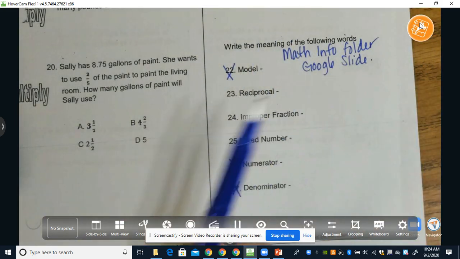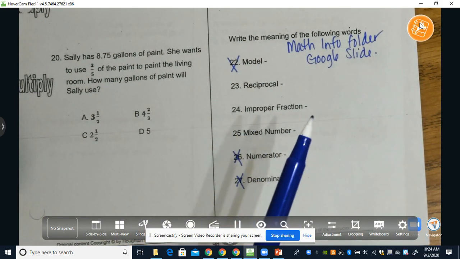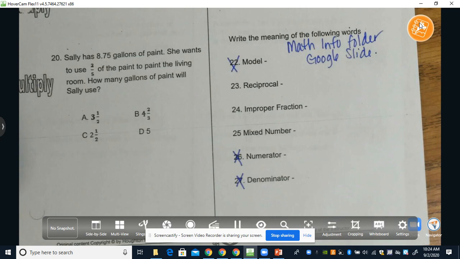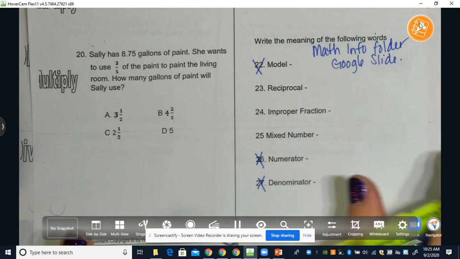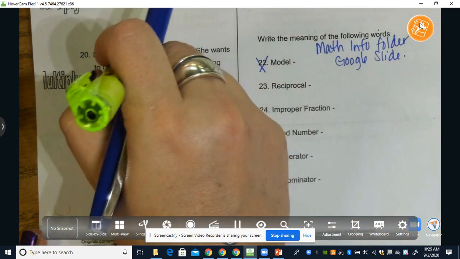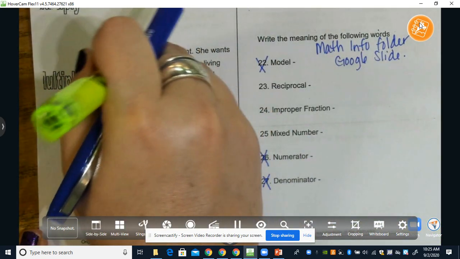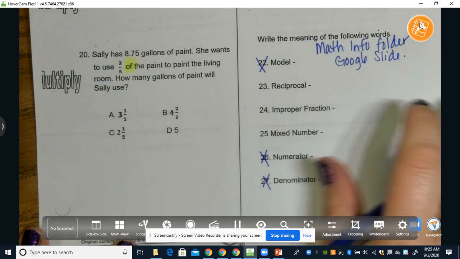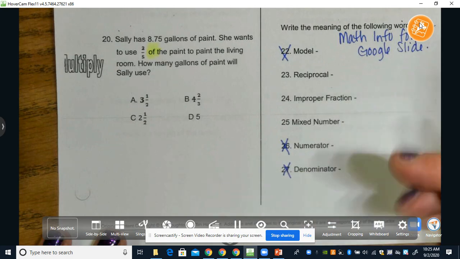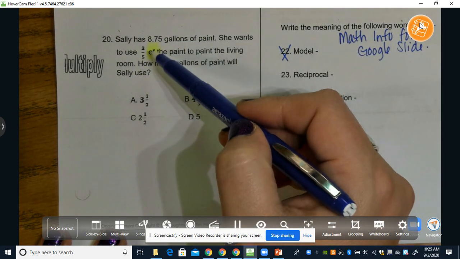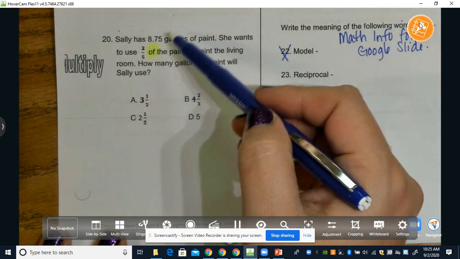Okay, while we are on this page, I want to look at number 20. It says Sally has 8 7/5 of a gallon of paint. She wants to use 2/5 of the paint to paint the living room. How many gallons of paint will she use? And again, it says to multiply. There's a key term there, the word of. So she's using 2/5 of that paint to paint the living room. So I'm going to show you two different ways you can do this, because first of all, I have two forms, and to multiply, I need the same format.